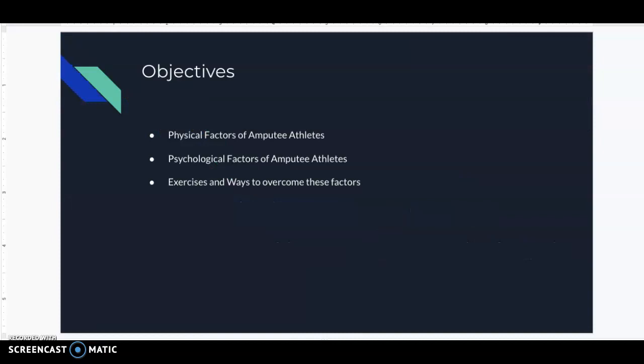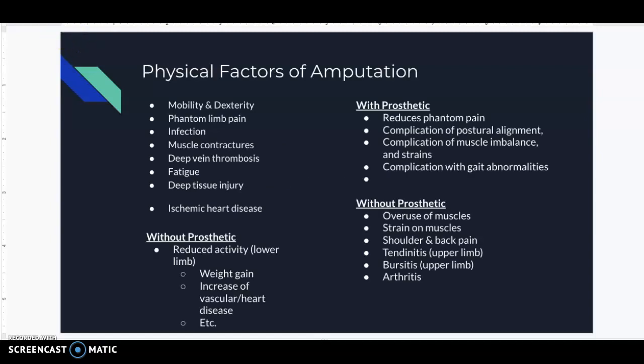The objectives that we will be covering in this presentation will be physical factors of amputee athletes, psychological factors of amputee athletes, and finally, exercises and ways to overcome these factors. So for our first objective, we'll be covering the physical factors of amputation. These include mobility and dexterity, phantom limb pain, infection, muscle contractures, deep vein thrombosis, fatigue, deep tissue injury, ischemic heart disease. I have also included with and without prosthetics, since technically it is not a requirement that you get a prosthetic. So we will begin with the physical factors of amputation without a prosthetic.